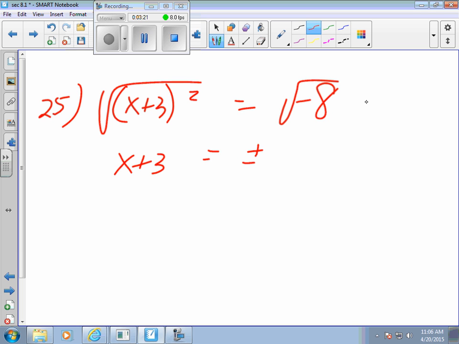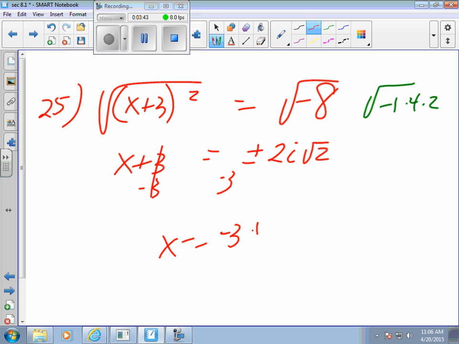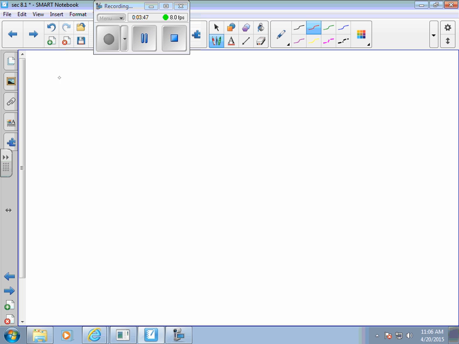Now we're going to break this up into negative 1 times 4 times 2. And when I bring it out, the 4 comes out as a 2, the negative 1 comes out as an i, and the 2 stays behind. And then I'm going to subtract 3 from both sides, and I get x equals negative 3 plus or minus 2i root 2. And the last one today is question 26.